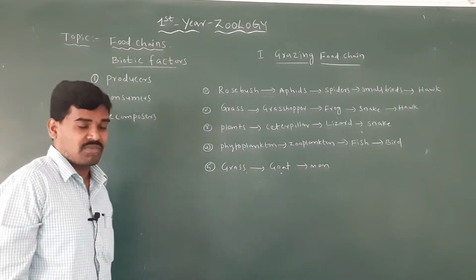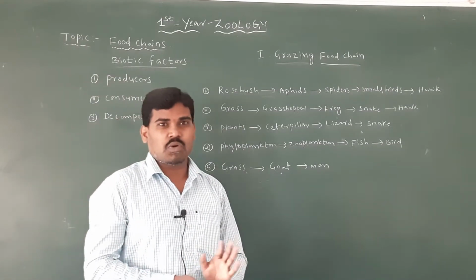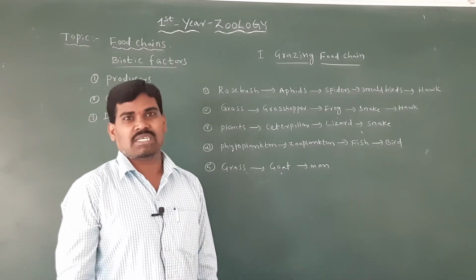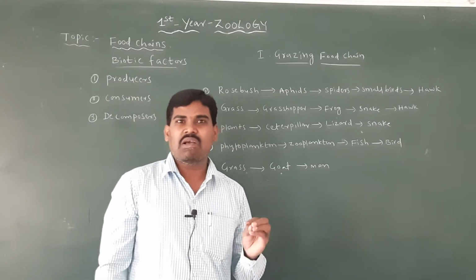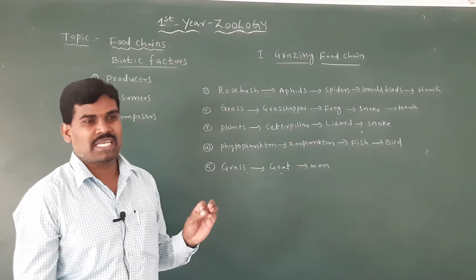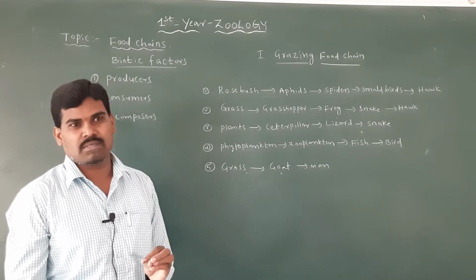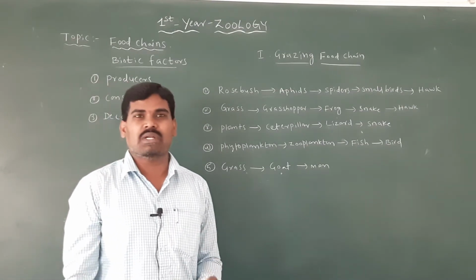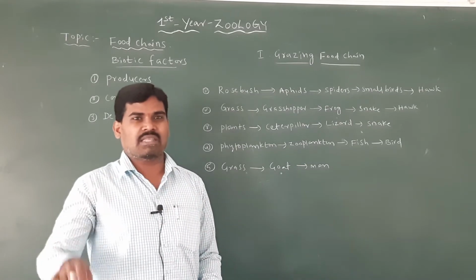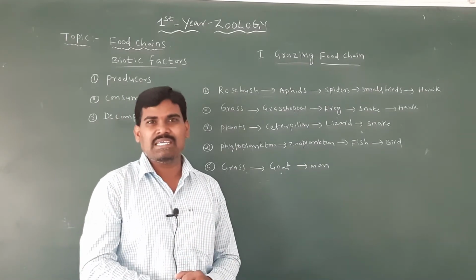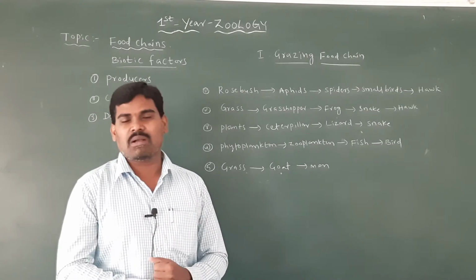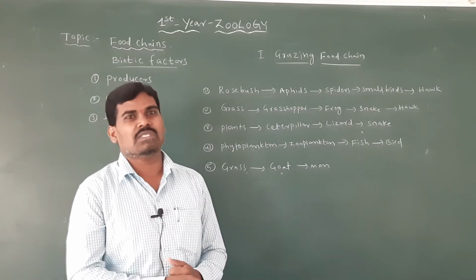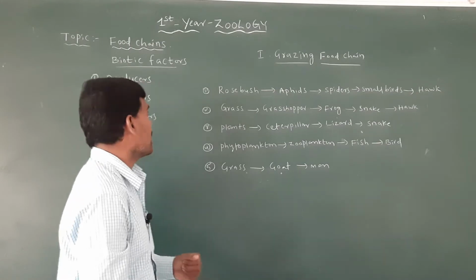For food chains, first of all, the ecosystem. The ecosystem is the structural and functional unit, with biotic and abiotic components. Energy flows in a cyclic path between the biotic components and the abiotic components.